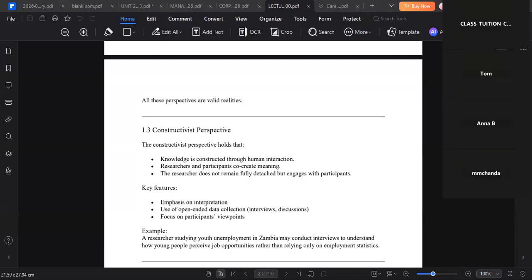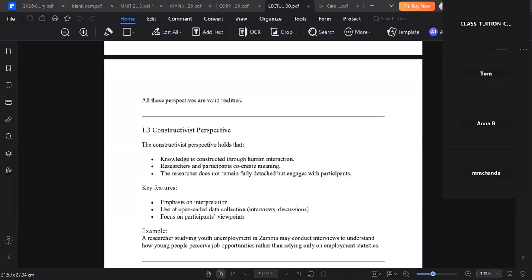So we are discussing the perspectives that are involved in the qualitative approach. We're just talking about the constructivist perspective. We're saying that this is a perspective that holds that knowledge is constructed through experiences of interaction. Researchers and participants co-create meanings. So the researcher does not remain fully detached, but engages with participants.